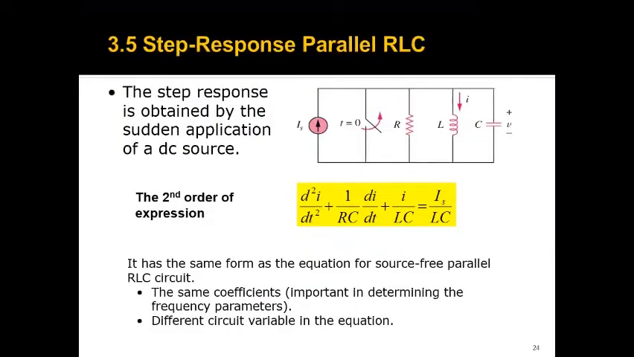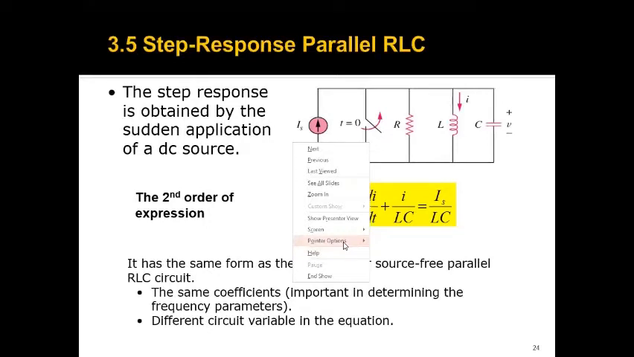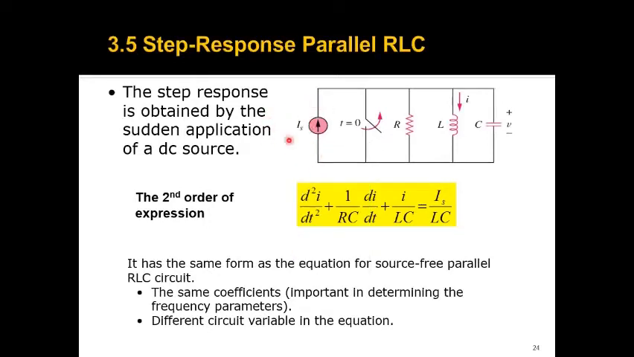So in the step response of parallel RLC, we can see that it is very similar to the source-free parallel RLC circuit, but the difference is that there will be at least one DC source in the circuit. And after we choose KCL, Kirchhoff's current law, to do the circuit analysis, the second order expression should be written in terms of the current, or you can also use a voltage equation.